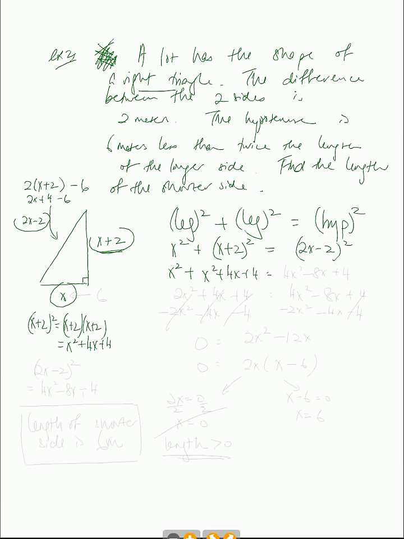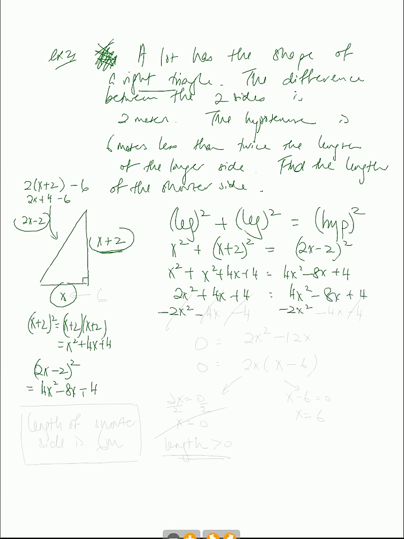And do the same for the other side, which is 2x minus 2 all squared. So that comes out to be 4x squared minus 8x plus 4. Okay, so combine like terms, I have 2x squared plus 4x plus 4. And on this one, I have 4x squared minus 8x plus 4. So I need to clear all the terms.